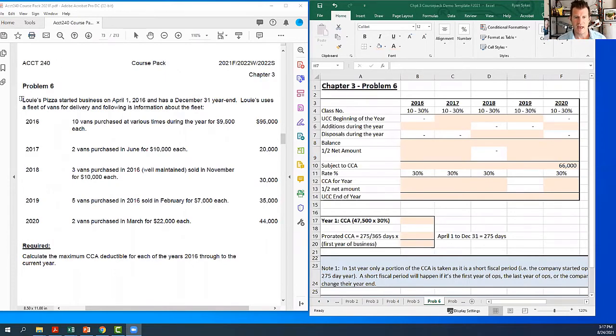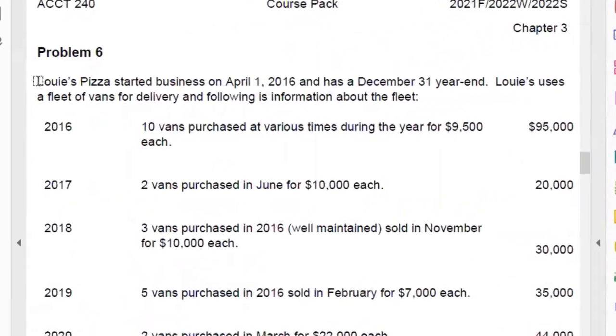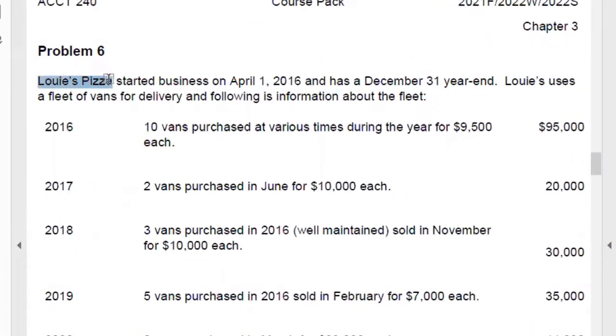So we have problem 6. Louis Pizza. Louis Pizza started business on April the 1st of 2016. April Fools, guys. They have a December 31 year end. Anytime that you see a business is starting, make sure you think about prorating CCA if there are any capital assets bought in this year.